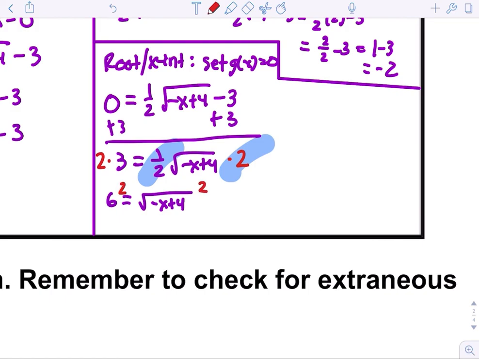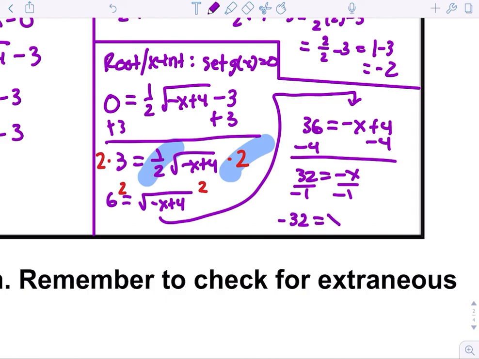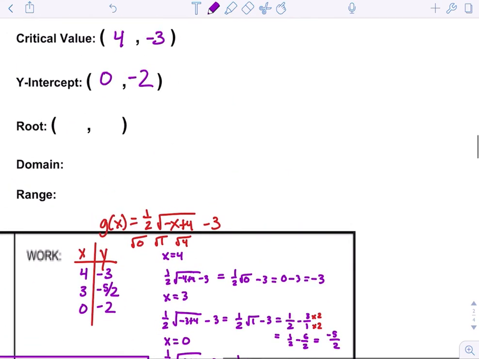Raise both sides to the second power so we get rid of the square root. 6 squared is 36, equals negative x plus 4. Minus 4, minus 4. 32 equals negative x. Divide both sides by negative 1. Negative 32 is equal to x. So that is our root. So (negative 32, 0).